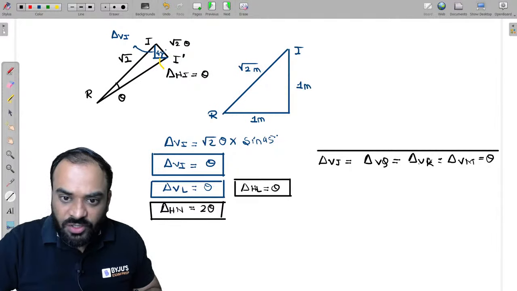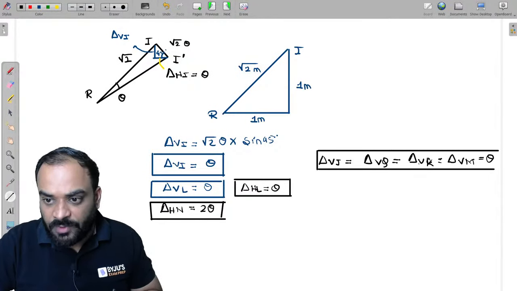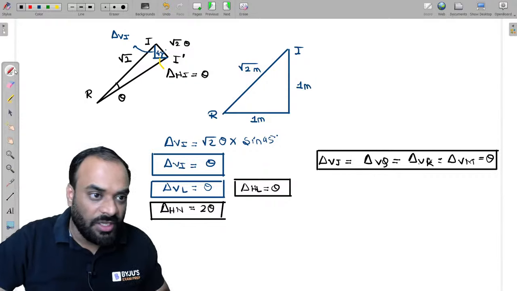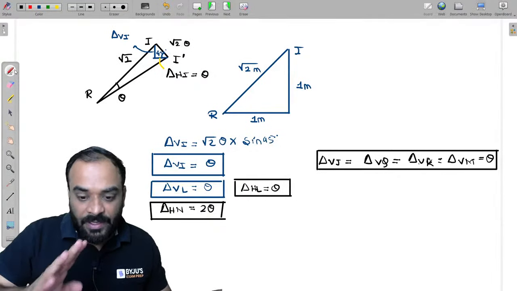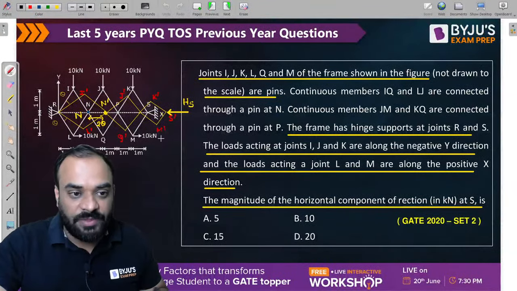ये सारी value की value बच्चों theta ही रहेगी, कोई change नहीं होगा. All these values are theta only. Okay. Now I think all of you are able to understand this part. Now guys, let's calculate the horizontal displacement of the joints.